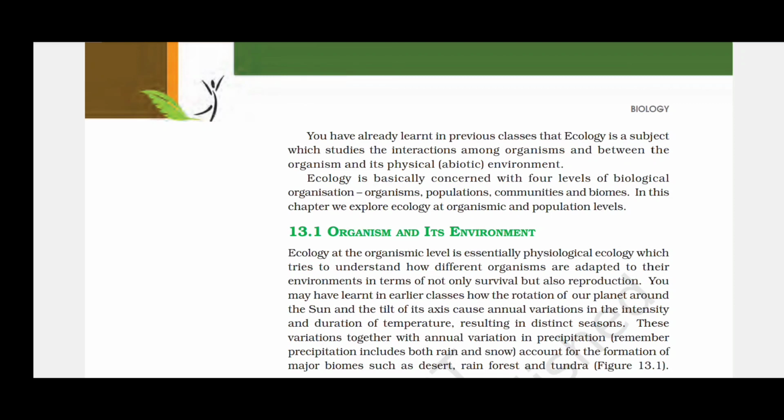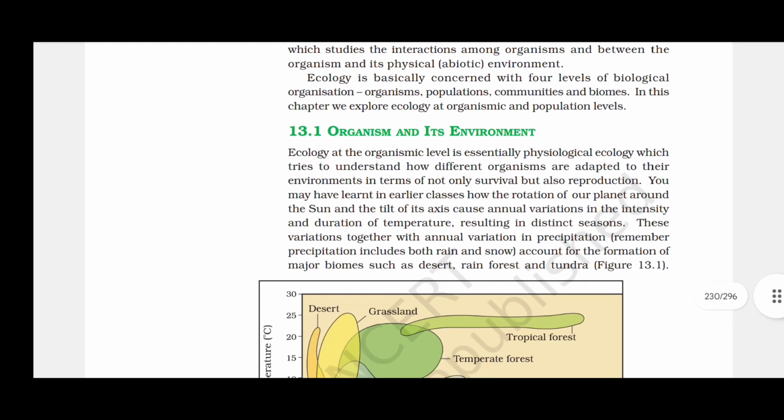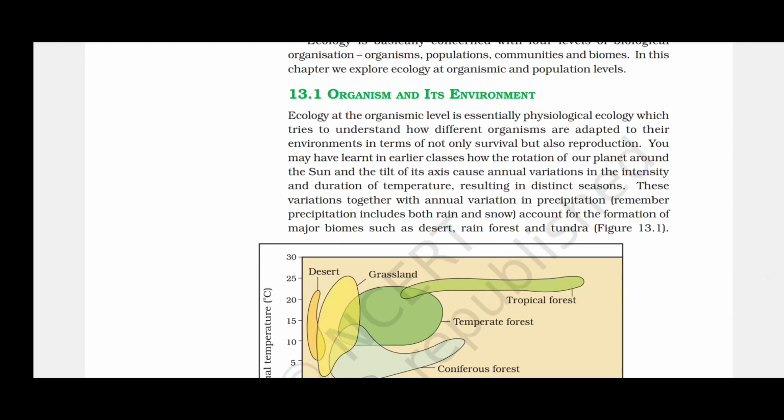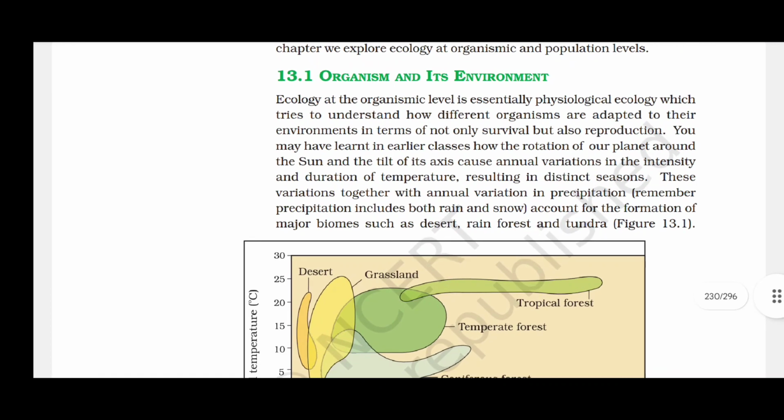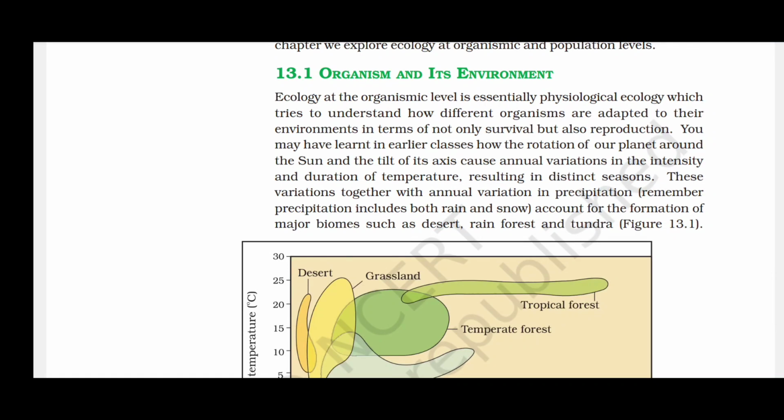Organism and its environment. Ecology at the organismic level is essentially physiological ecology, which tries to understand how different organisms are adapted to their environment in terms of not only survival but also reproduction.